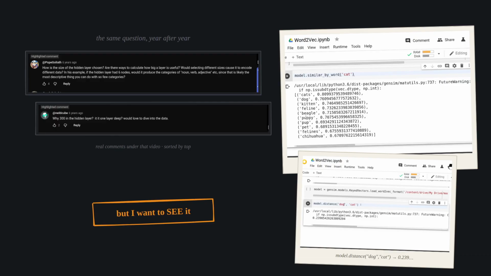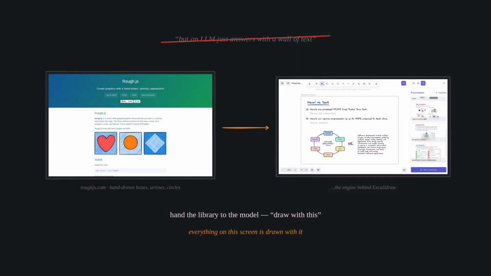And a bit later, the author opens a notebook and runs the numbers. Distance from dog to cat, 0.239. Nearest neighbors of cat, 10 lines of text. Which is genuinely useful, but it's text. I don't want to read the map, I kind of want to see it. So, okay, you go ask a model instead.